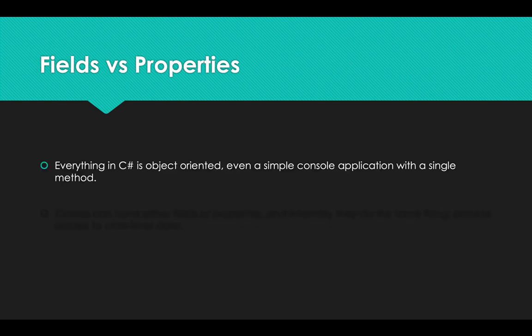One of the things that we're going to mention several times in this first unit is that everything in C# is object-oriented. So even if you have a console application and that console application is something as simple as our Hello World example from the walkthrough videos, that is a class that has a single static method, much like Java is.